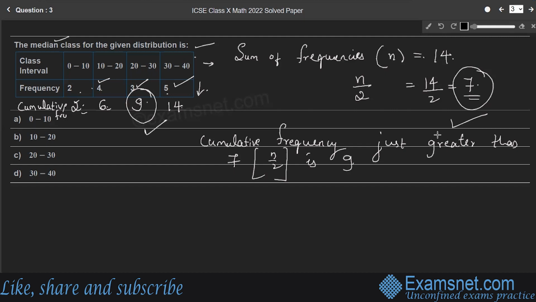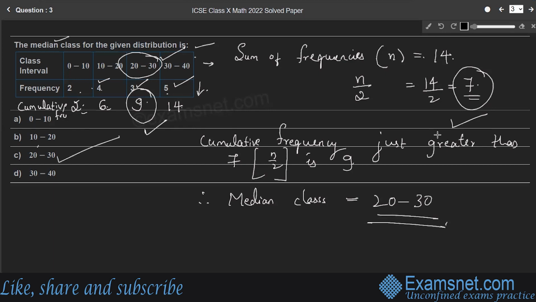So which belongs to class interval 20 to 30. Therefore, median class. So look at the question. The median class for the given distribution is 20 to 30. Therefore, median class is equal to 20 to 30. So options are A, B, C, D. So option C is the right answer.